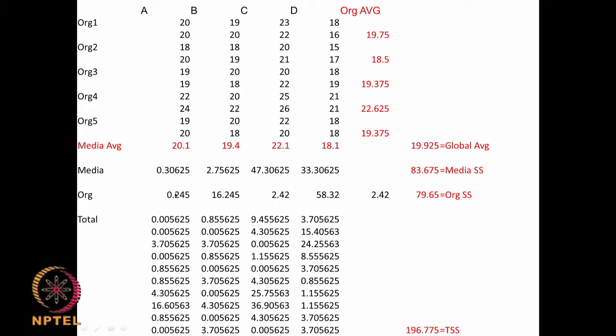Now let us go for organism sum of squares. So you have organism average here, 5 different averages, okay. So what do you do? You take 19.75 minus global average, square it up and multiply by 10 because you have 10 data points, simple, right? That is what I am doing here, 10 into (19.75 minus 19.925) square and so on. So here 10 into (18.5 minus 19.925) square, okay, and so on.